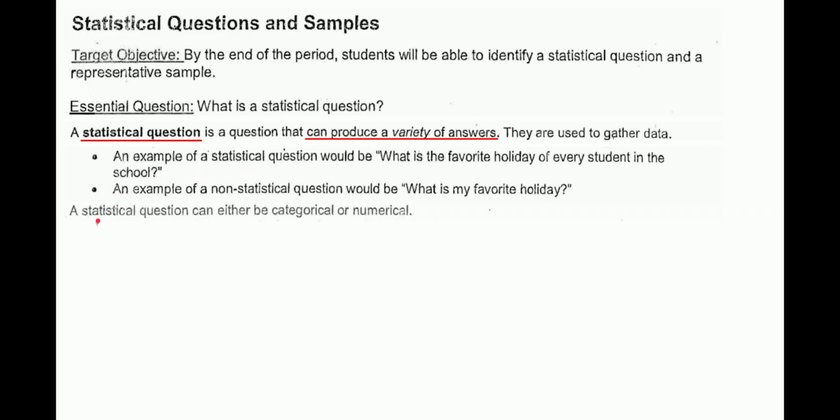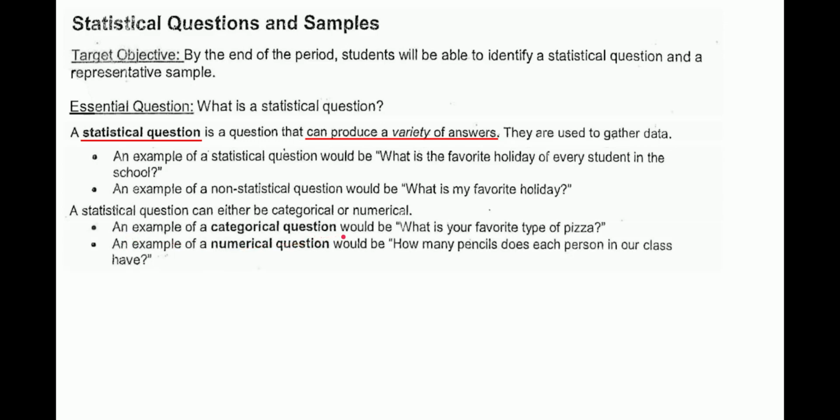So let's move on to two types of statistical questions. One is categorical and the other is numerical. And I'm going to explain both. An example of a categorical question would be, what is your favorite type of pizza? And an example of a numerical question would be, how many pencils does each person in our class have? Now, a categorical question will have categorical answers. What is your favorite type of pizza? You could say pepperoni, you can say cheese, you can say veggie, you can say gluten-free.